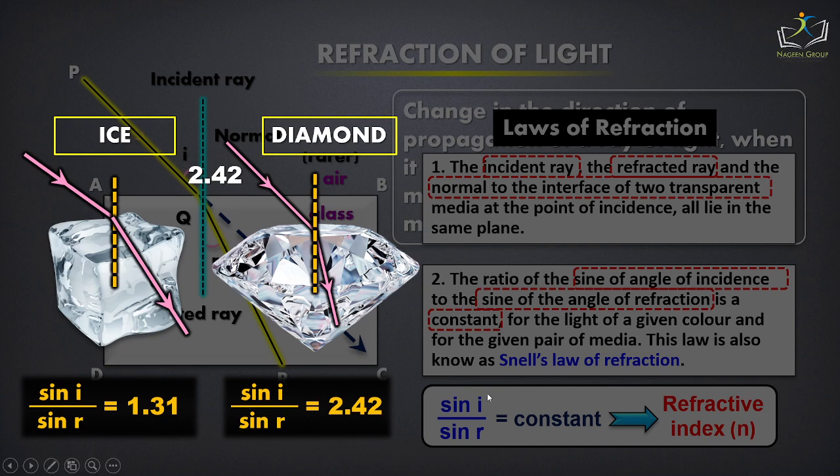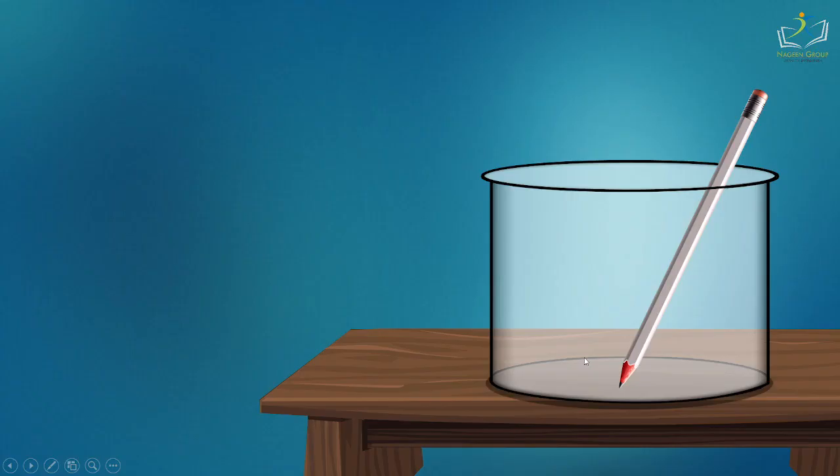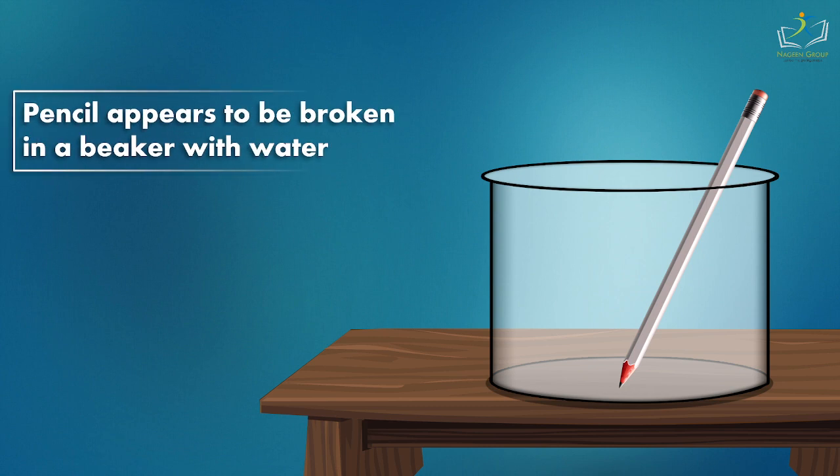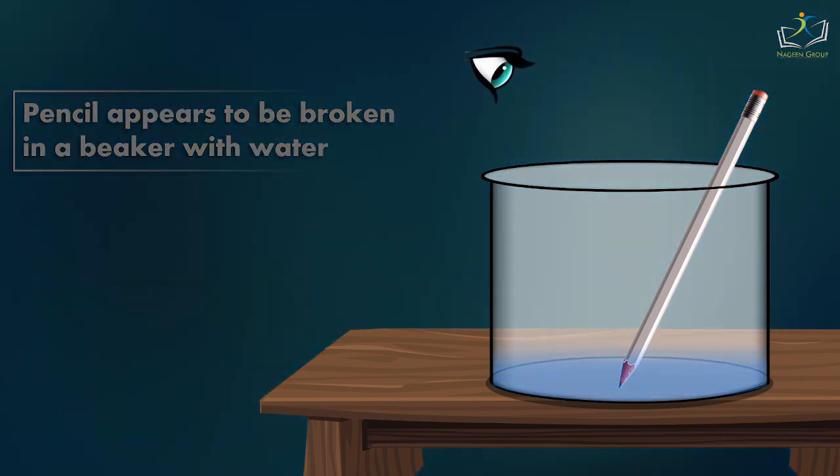What is this 2.42? That is the refractive index. Now let's do one experiment. We take a glass tub, or beaker, with a pencil in it. The pencil appears to be broken in a beaker with water. When you look at the pencil in the beaker filled with water, it does not look as normal as it was. It appears to be broken, right? It appears that it bends from this point.